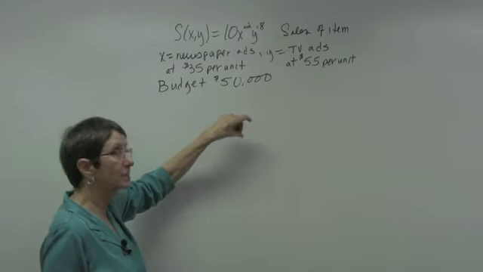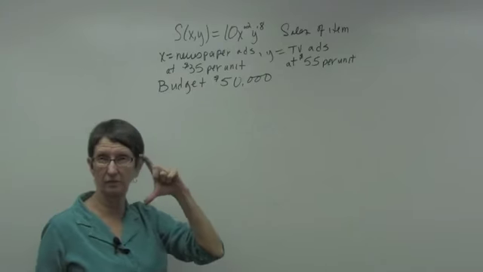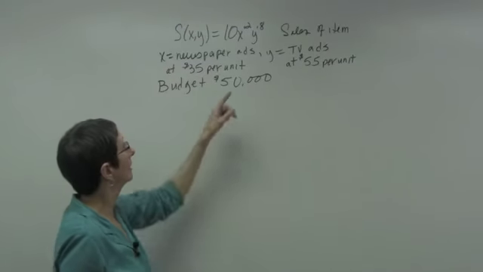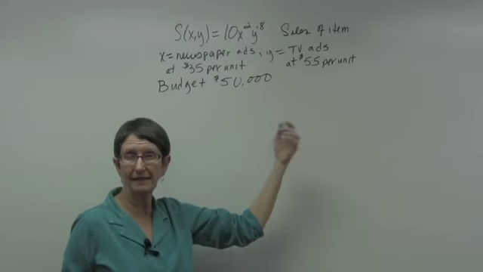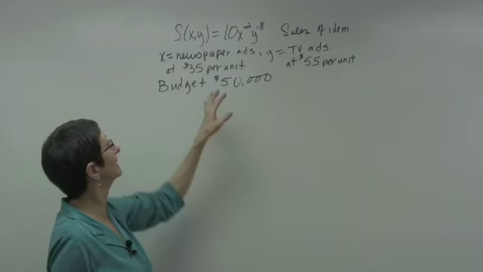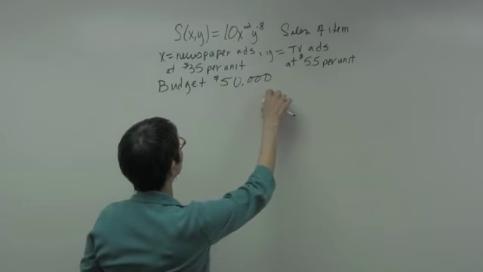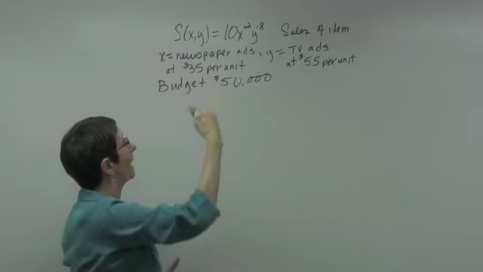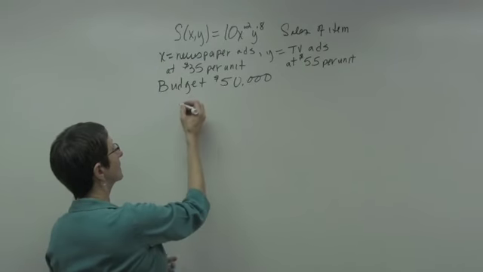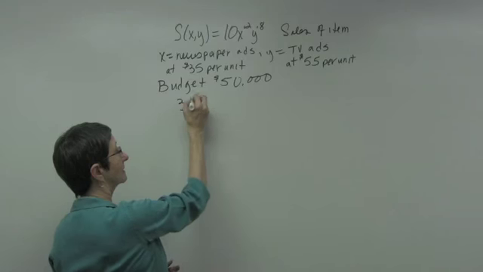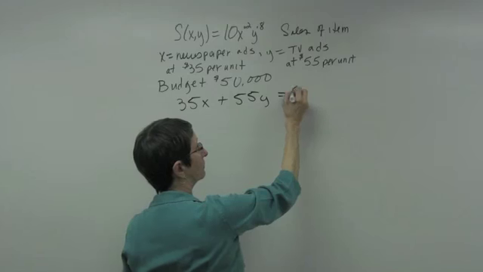There's a $50,000 budget. A unit for a newspaper ad is $35. That could be column width, column length, column width. TV ads are $55 per unit. That could be, the unit could be a 15-second slot, a 30-second slot, a minute slot, whatever. But these are the per unit prices. To reach our budget, I can't just go x plus y equals 50,000 because x is $35 each unit. So my budget has to be 35 times x plus 55 times y equals 50,000.